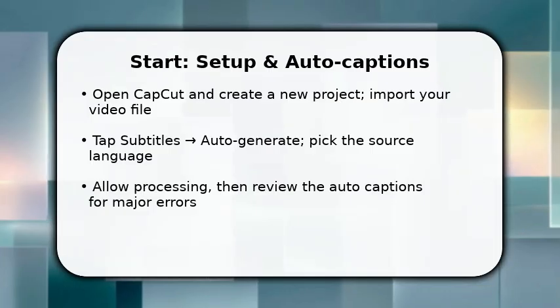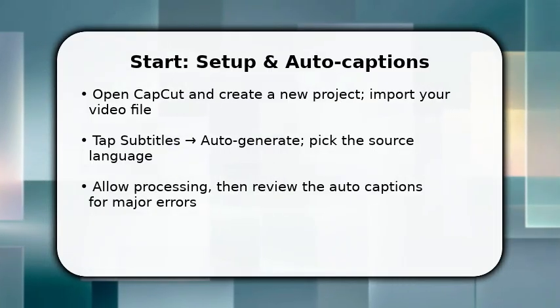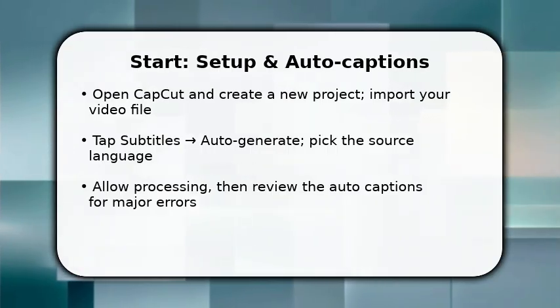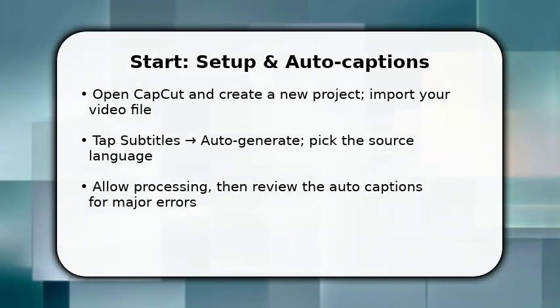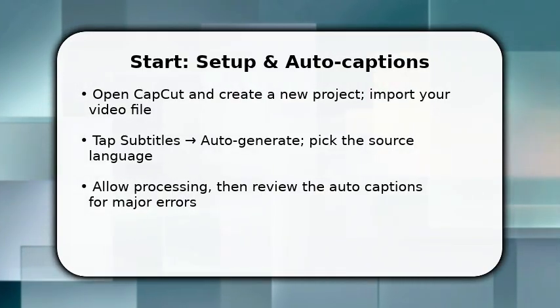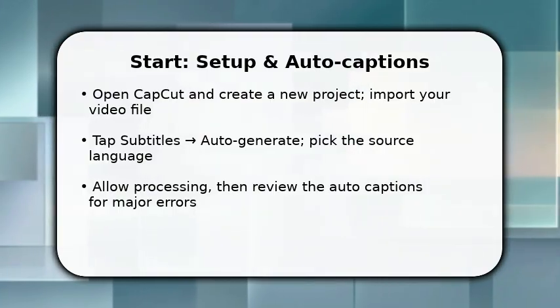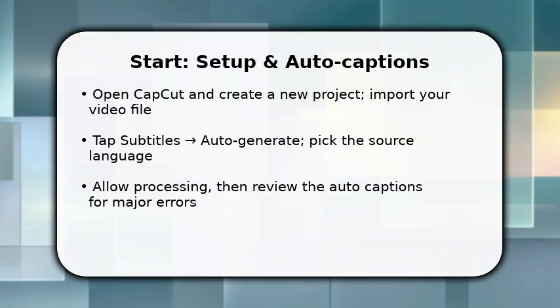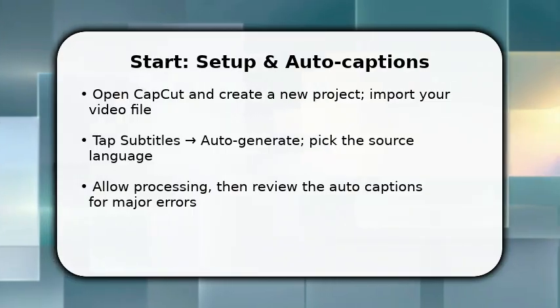Enjoy the video. You begin by opening Capcut and importing the clip you want to translate. Once done, go straight to subtitles and use auto-generate so Capcut creates a timed caption track automatically. Make sure you select the correct source language because accurate detection reduces errors downstream.